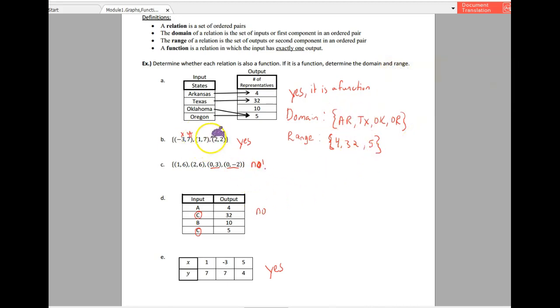Right here, we said this is a function. So let's look at the domain and range. It's going to be the set of values -3, 1, and 2. The range is going to be the set of values 7, 7, 2. So if I see a repeat in the range, I don't need to write it twice. I'm just going to write 7 and 2. Those are the only values that I hit.